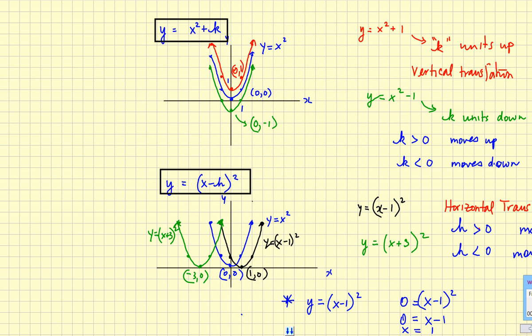Likewise, if we're looking at the horizontal translation, the one underneath, which is x minus h all squared, when my value of h is larger than 0, my graph is going to move to the right h number of units, so it's a horizontal translation or horizontal shift. And when my value of h is less than 0, then it moves to the left h number of units. Again, we have no change in the shape of the graph, but there is a change in the position of the graph.